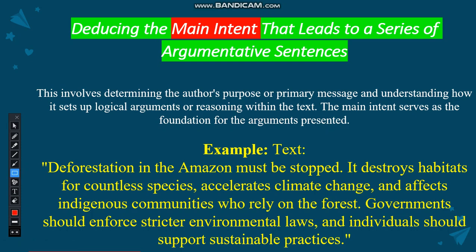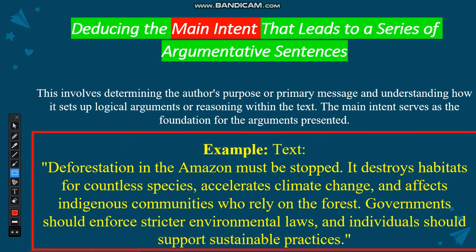Now, the text at the bottom here is going to help us understand. Deforestation in the Amazon must be stopped. It destroys habitats for countless species, accelerates climate change, and affects indigenous communities who rely on the forests. Governments should enforce stricter environmental laws and individuals should support sustainable practices. Let's see what the author's intent is here. The author's intent is that people should stop cutting trees. Deforestation must be stopped. This is the author's intent.